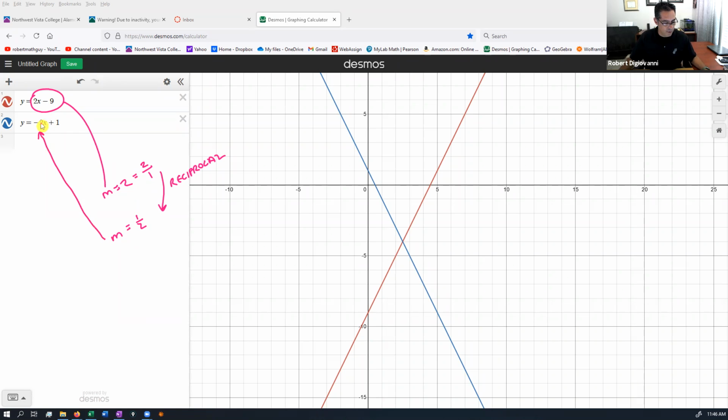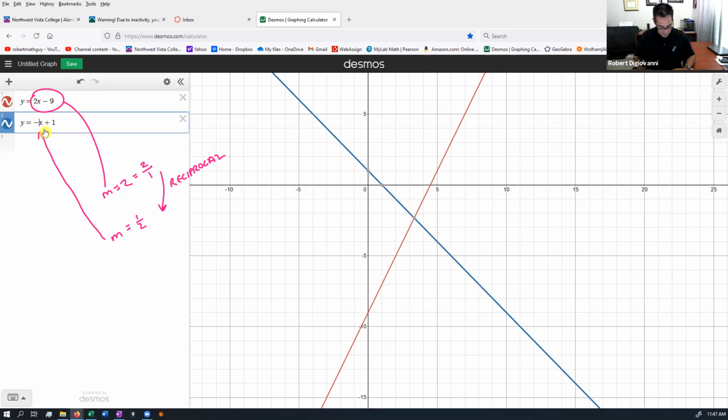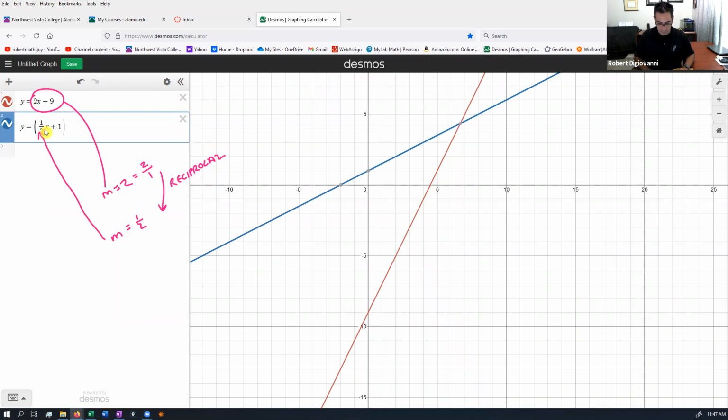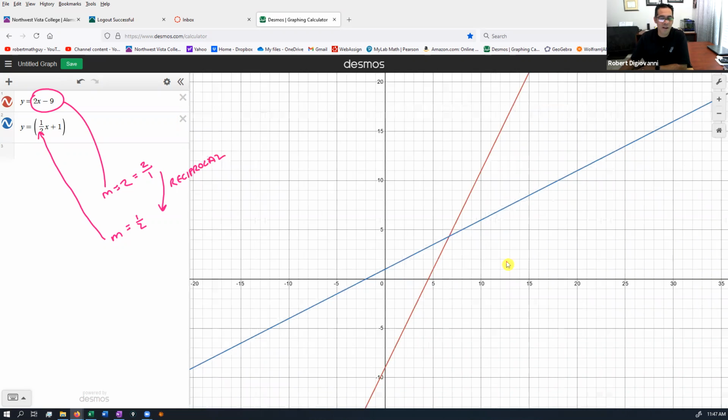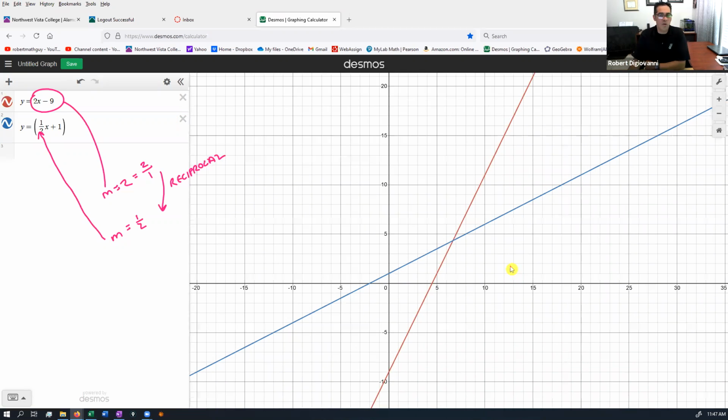Let's see. I'm going to put 1 half in front of the x. 1 half up. There it is. Oops. Yeah. So what do y'all think? Did that work? Do those look parallel? I mean, sorry, perpendicular? No, right? So then you sit there and you're like, well, what is it then?